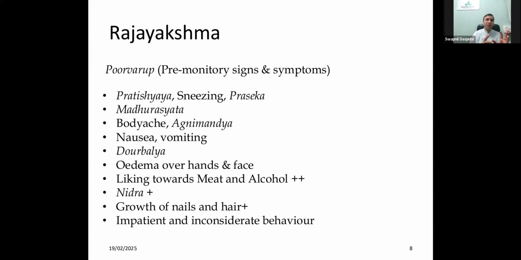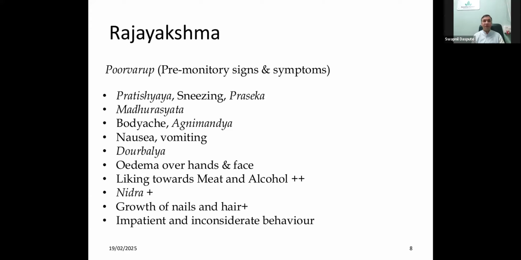Okay, so in the initial stages of depletion of the dhatus, we'll see certain things. Aggravation of all the three doshas will show these signs and symptoms. So pratishaya, sneezing, praseka will be vata and kapha. Madhurasyata will be kapha. Body ache, agni mandya will be kapha and vata. Nausea, vomiting can be due to all the three doshas.